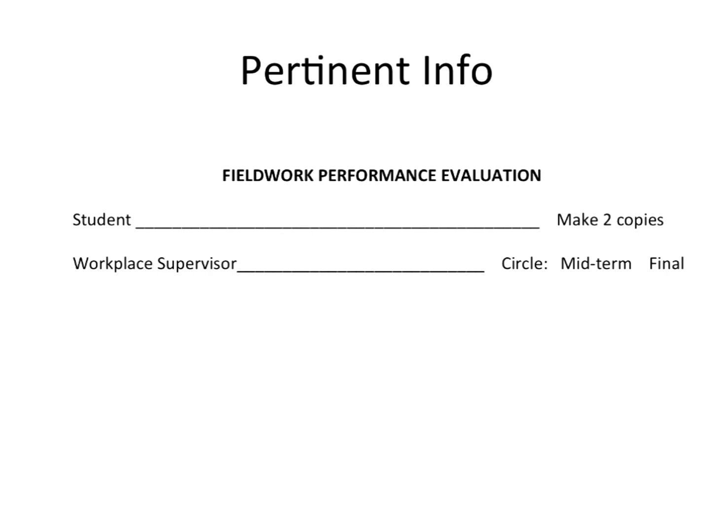More again on pertinent information here. Obviously the student's name and the workplace supervisor's name. You'll need to circle or acknowledge whether this is the midterm or final evaluation. So like I said, there's going to be two copies of this, one for the midterm and one for the final. So you simply need to show which one this is, whether it's midterm or final.